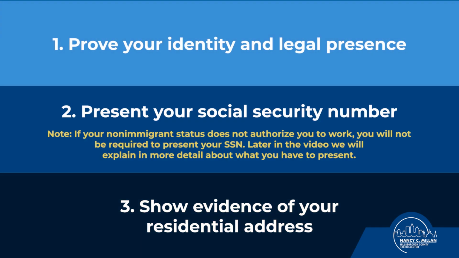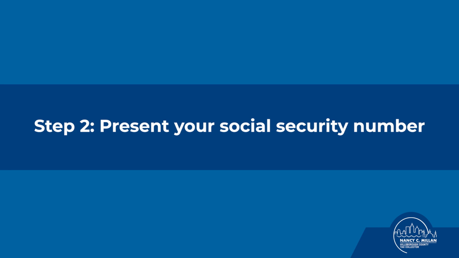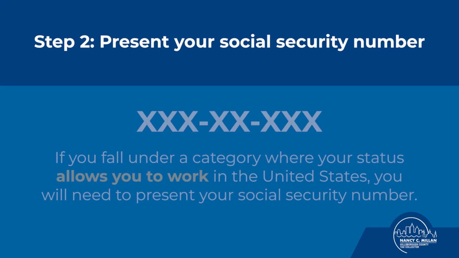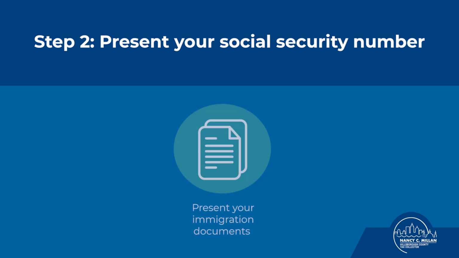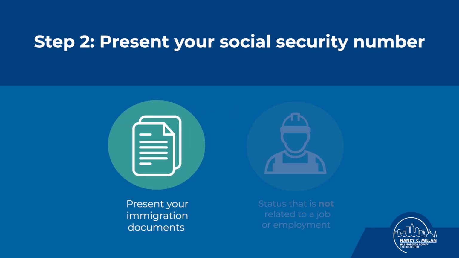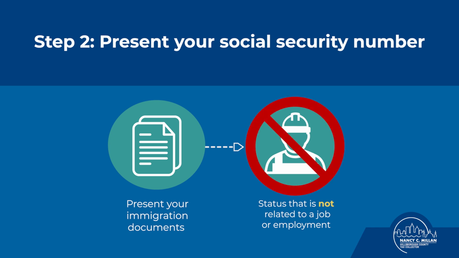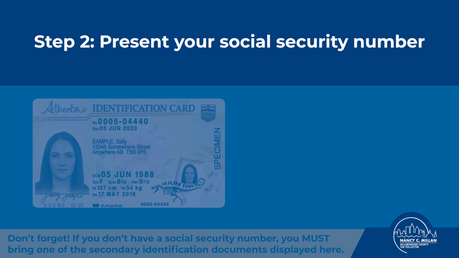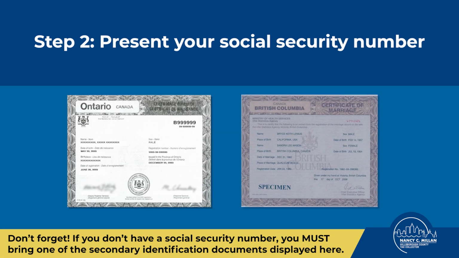Now that we have reviewed Step 1 in detail, let's continue to Step 2. Step 2. Present your Social Security number. If you fall under a category where your status allows you to work in the United States, you will need to present your Social Security number. Otherwise, you will have to present evidence that you are present in the United States in a status that is not related to a job or employment. And remember that you still have to bring your identification card, driver's license, or your birth or marriage certificate issued by the government of your home country.